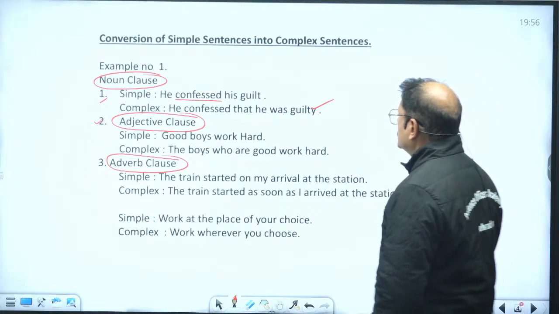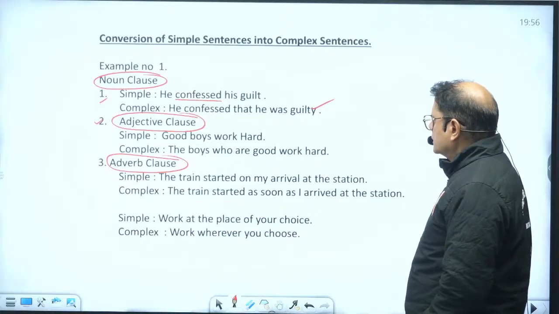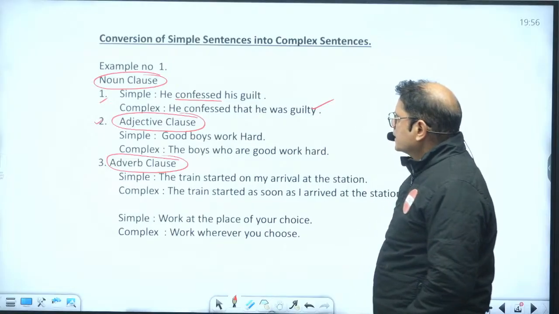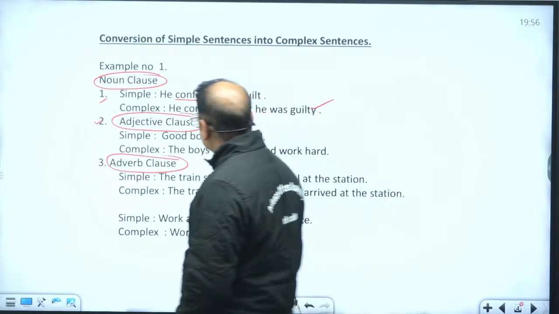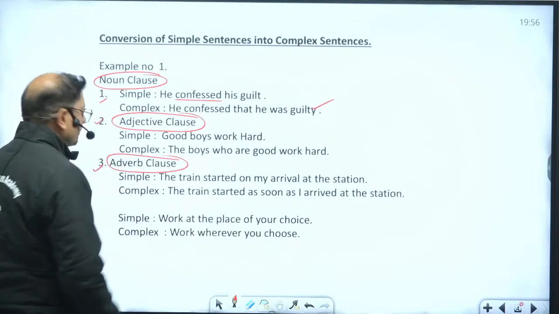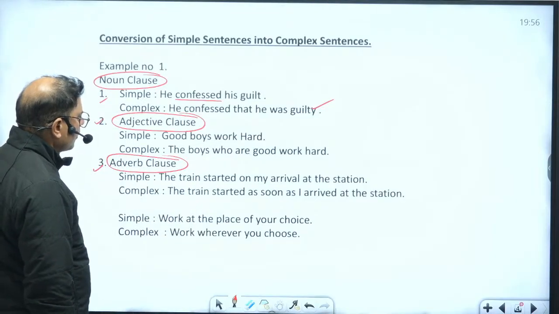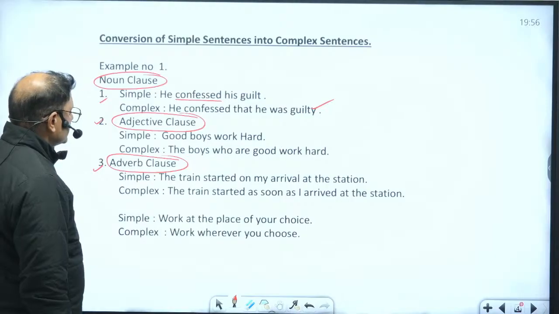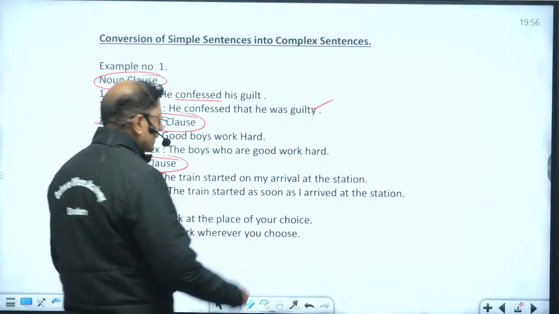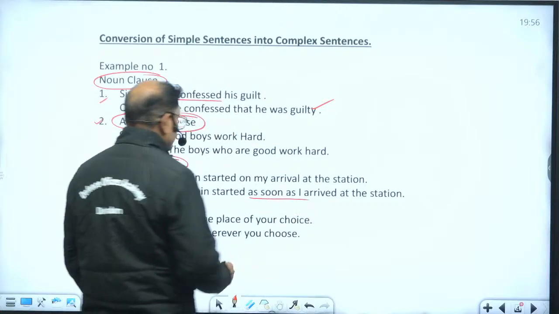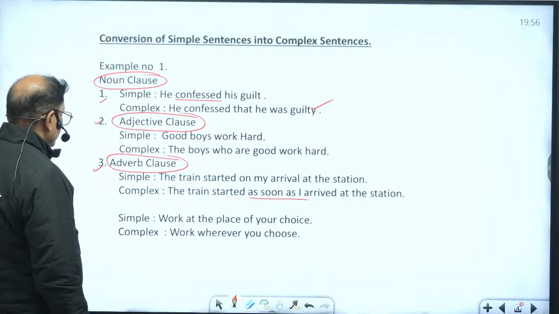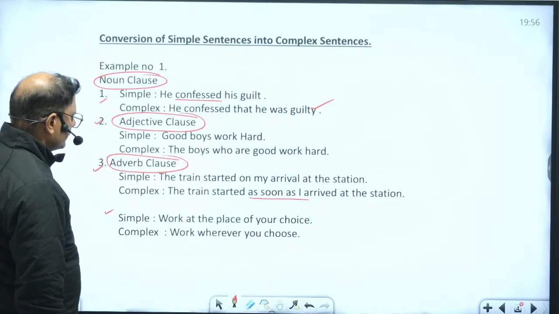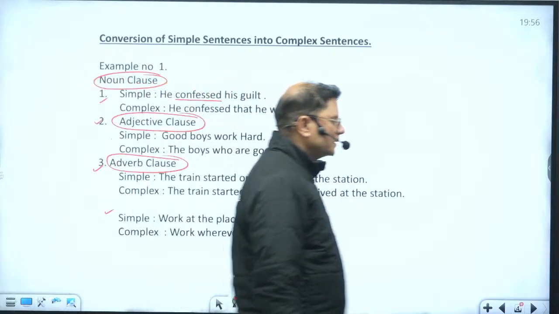Let's see. Adjective clause. Good boys work hard. The boys who are good work hard. Then question number 3. In fact, the example, simple sentence: the train started on my arrival at the station. Complex: the train started as soon as I arrived at the station. Next one: work at the place of your choice. Work wherever you choose.